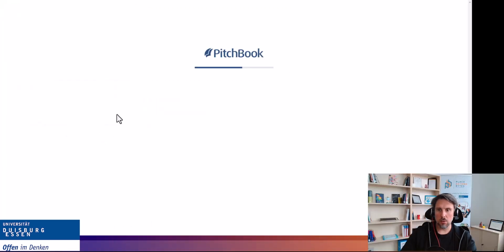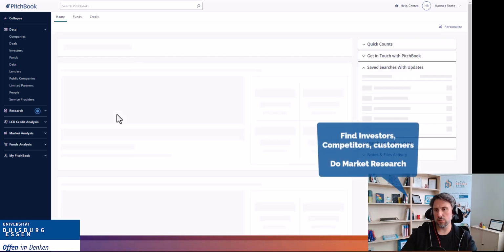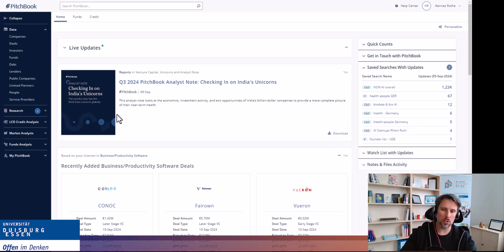You can log in. When you enter mypitchbook.com, there are tons of things you can do. When you start your own startup, or are interested in launching a product, or just want to do some research, you can use Pitchbook to, for instance, do market research and look into certain competitors. You can look for investors, and you get a lot of information. Today I'm going to show you at least some of it.